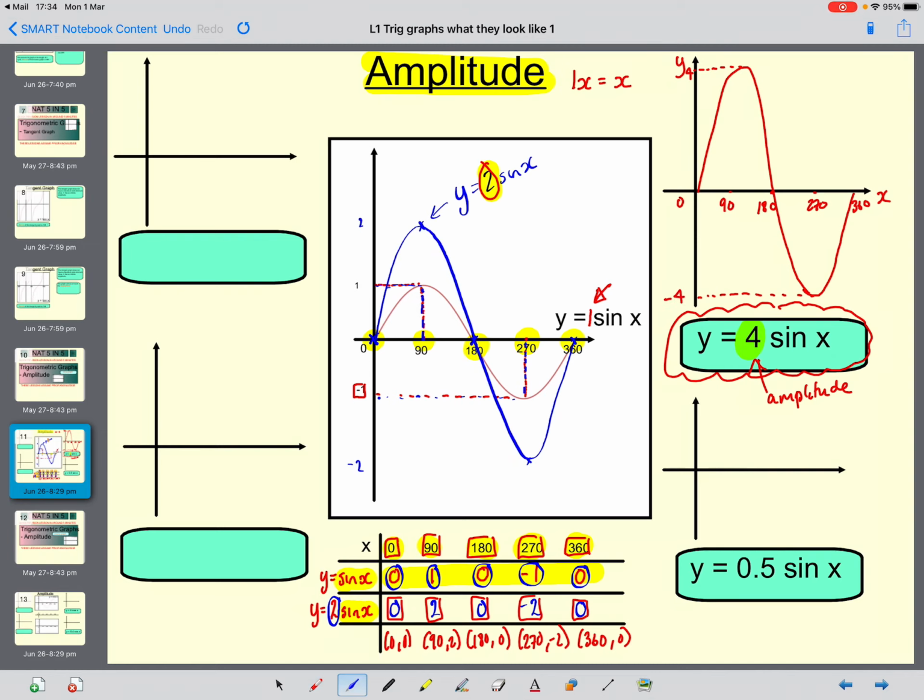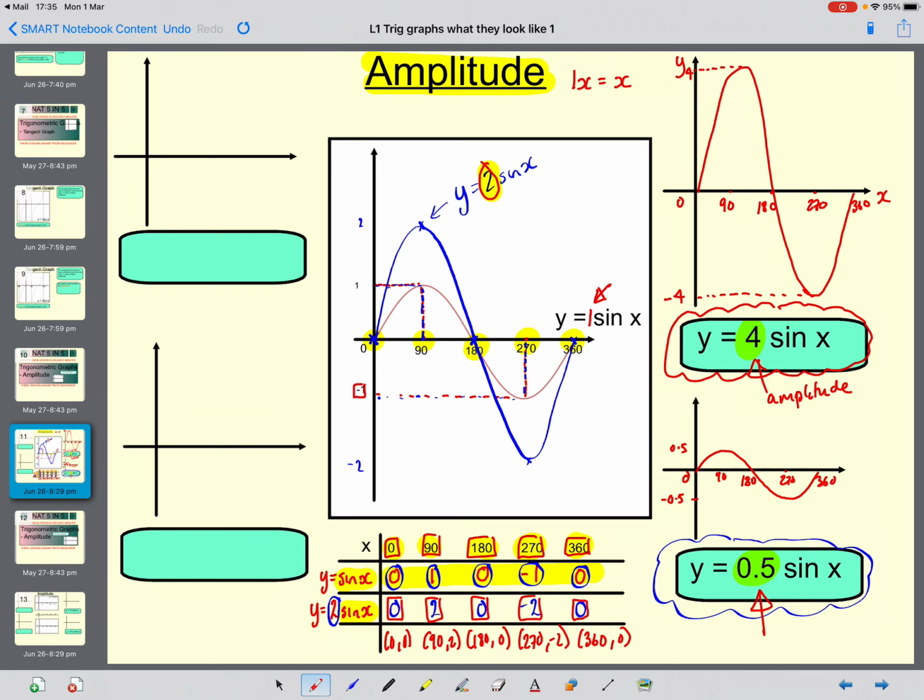Okay, what about this one here? 0.5 sine x. So again, the amplitude is 0.5. So it means it's going to go up to a maximum of 0.5 and down to a minimum of -0.5. So maybe a little bit more squash. So again, the sine graph, put in your important points, 90, 270. But this time you're only going to go up to 0.5 and down to -0.5.